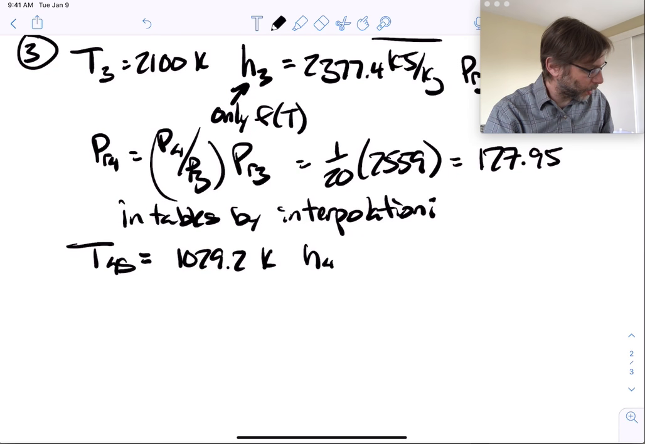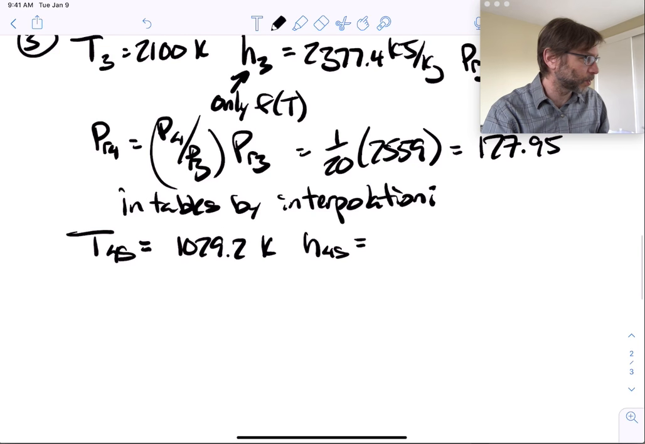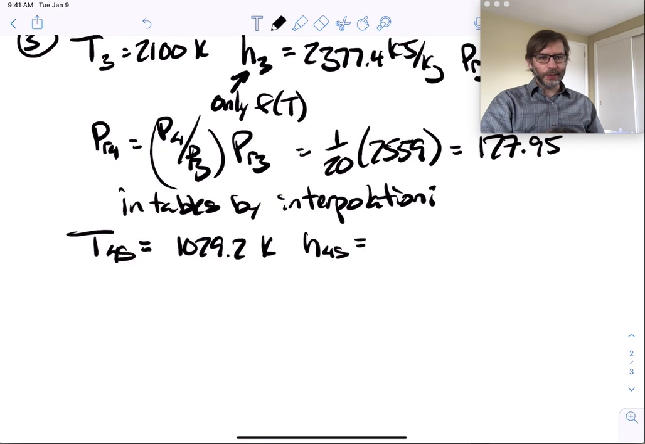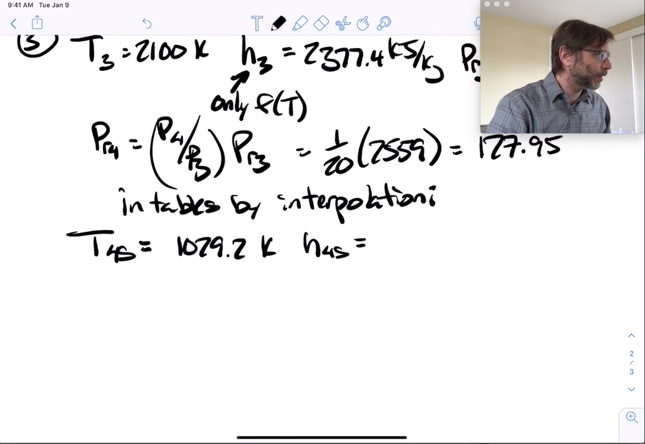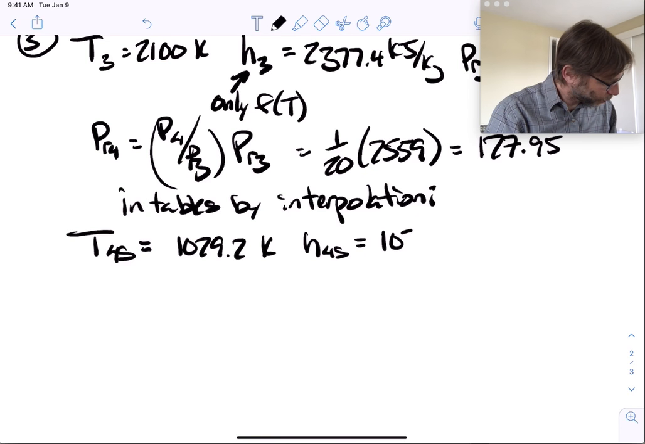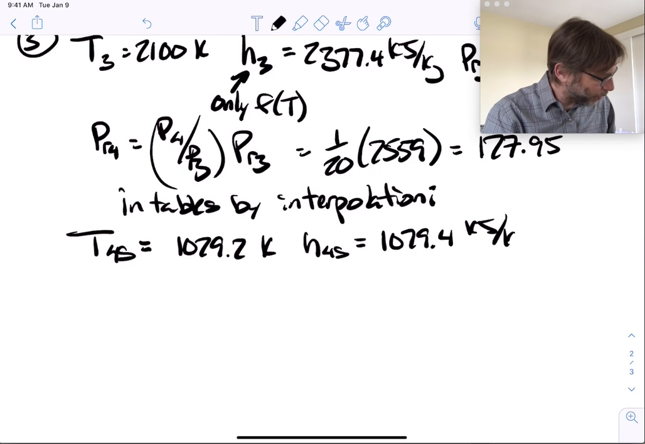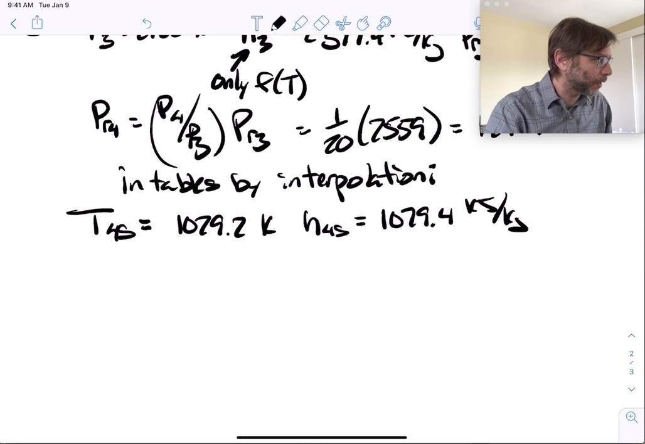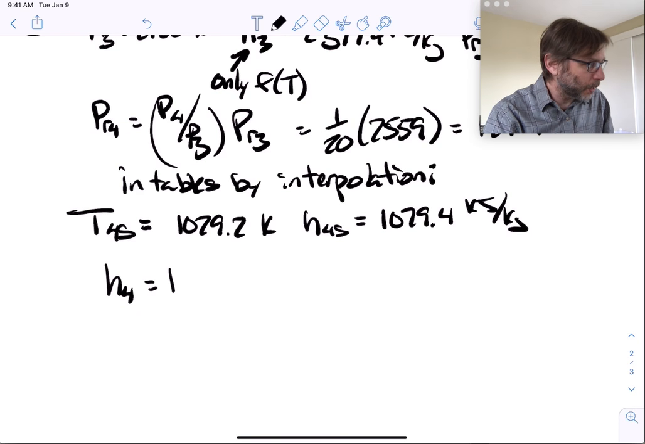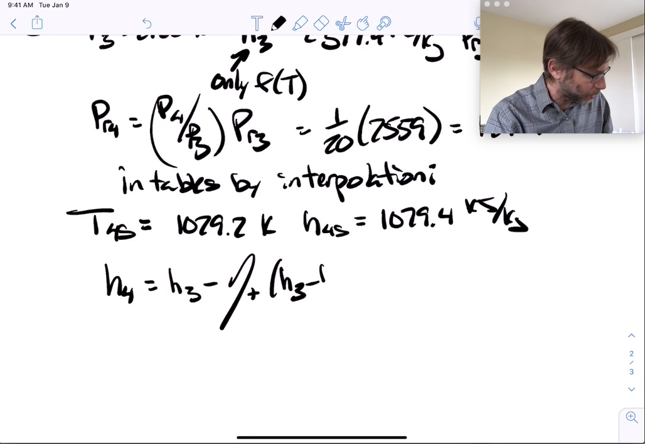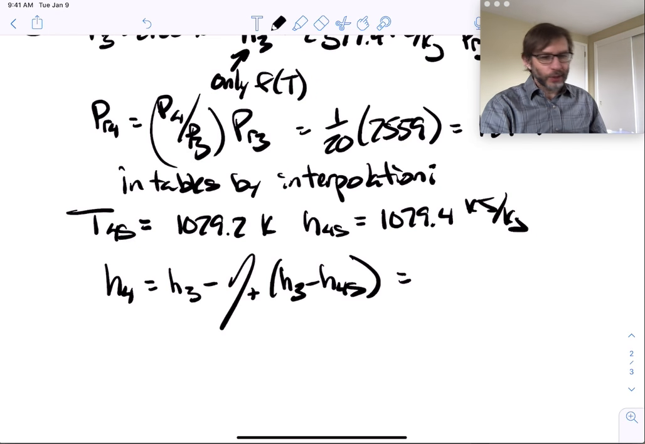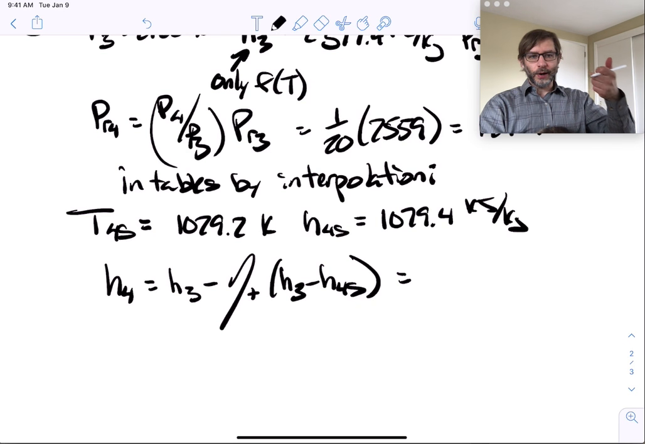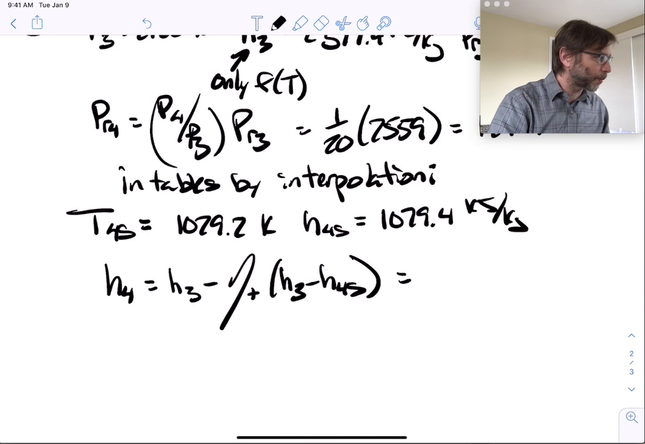And H4S is equal to 1079.4 kilojoules per kilogram. We're almost there for this analysis. Once you've got all the states, these things are pretty easy to do. Now, if we actually want to find the isentropic turbine efficiency, we know H4 is equal to H3 minus the isentropic turbine efficiency times H3 minus H4S. Because it's the opposite, the ratios for the compressor and turbine are inverse, right? As we remember from doing those. So H3, hopefully you practiced those a little bit.